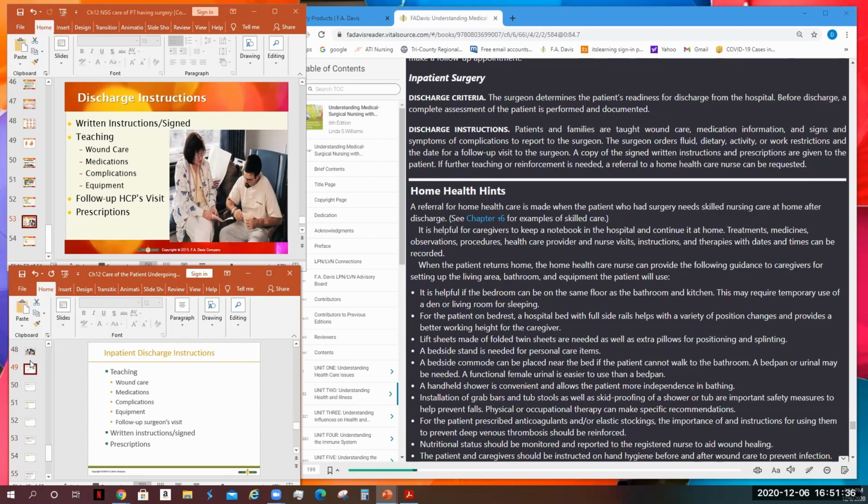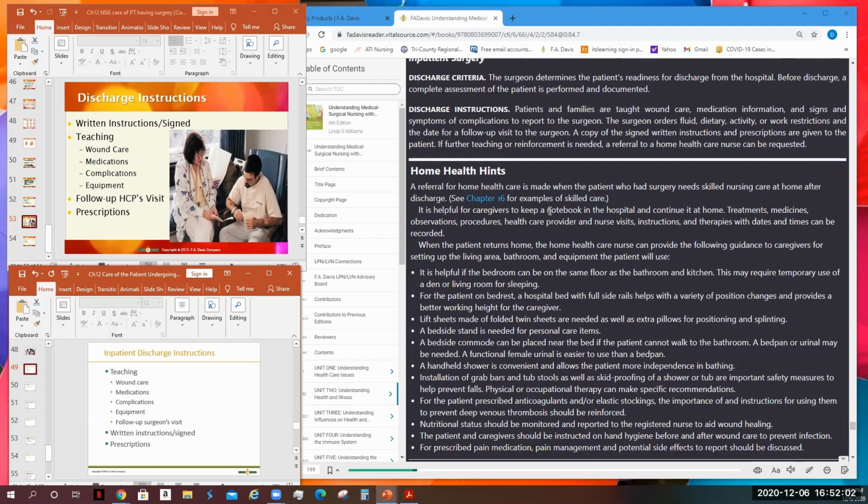The surgeon orders fluid, dietary, activity, or work restrictions, and the date for a follow-up visit to the surgeon. A copy of the signed written instructions and prescriptions are given to the patient. If further teaching or reinforcement is needed, a referral to a home health care nurse can be requested.